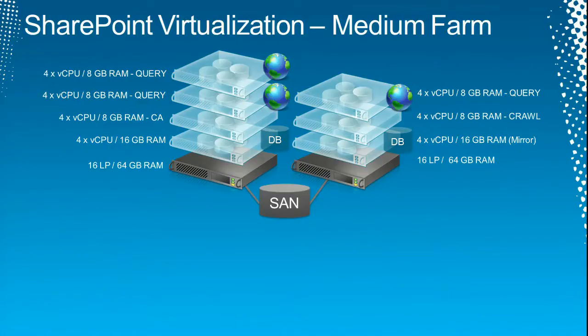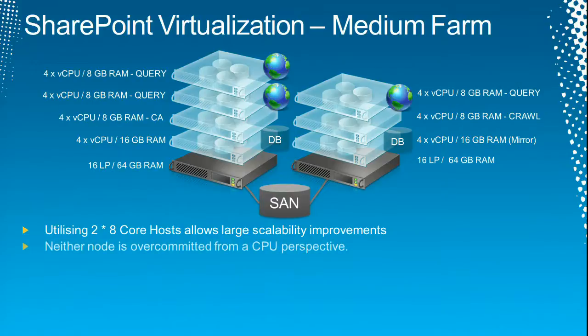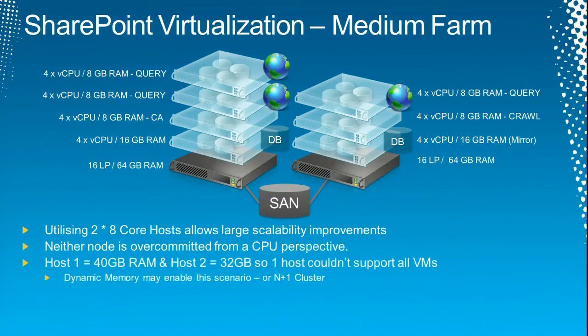Now those processors could be dual 8 cores, they could be quad cores, achievable today. I'm not saying you have to go wild out there and try and accumulate some really, really high-end hardware. It's not the case. So here we're utilizing larger scalability. Neither node is overcommitted, which is good. And you'll see host 1, we've got 40 gig of RAM used, and host 2, 32 gig of RAM used.